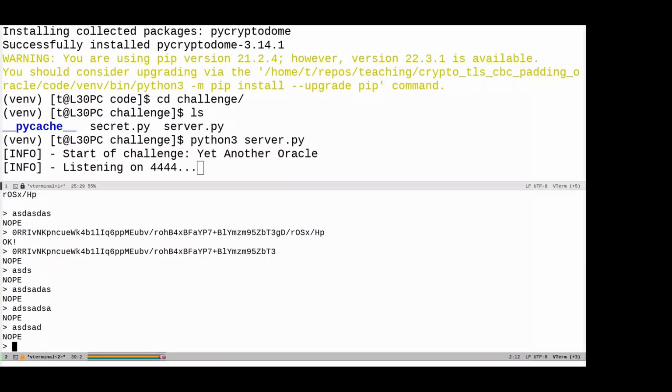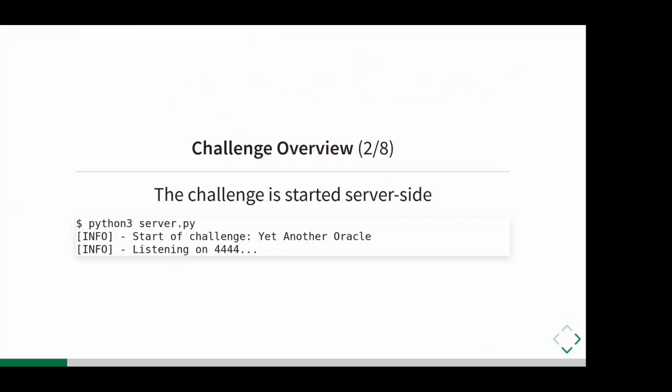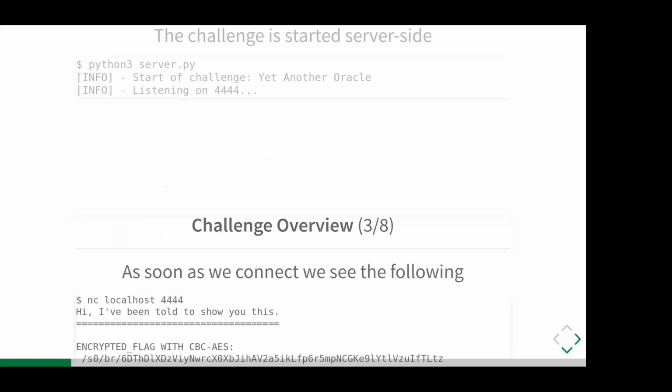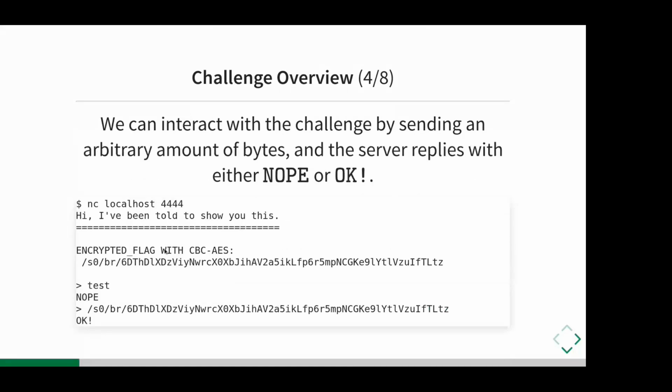So in terms of the actual challenge, we have a Python server, server.py. We start it, it gets the prompt, then we connect and it shows the encrypted flag. And then we can write a test, it replies with nope, we write the encrypted flag, it replies with okay. So this is good.